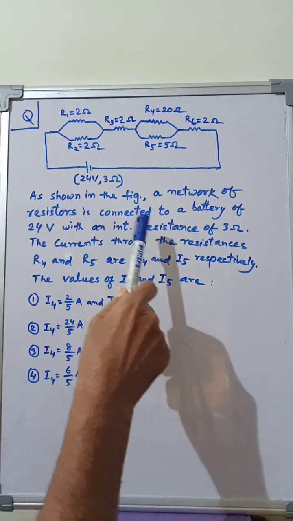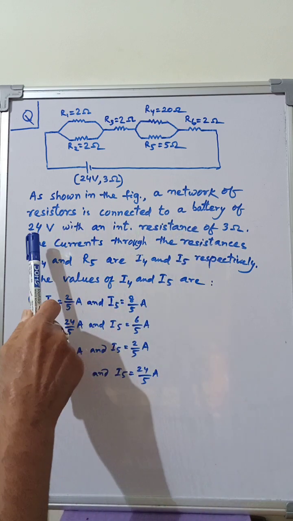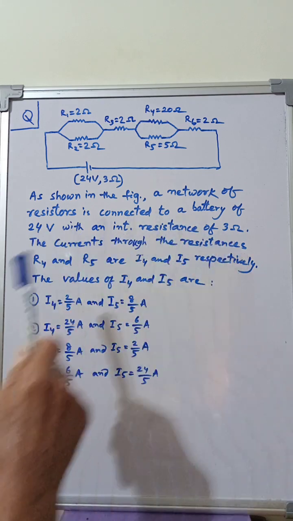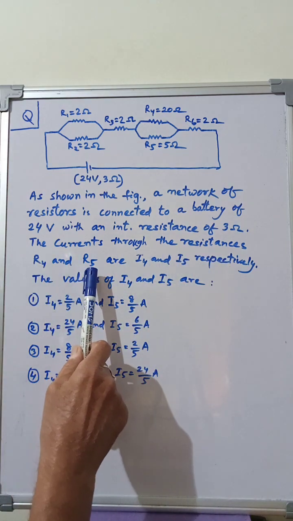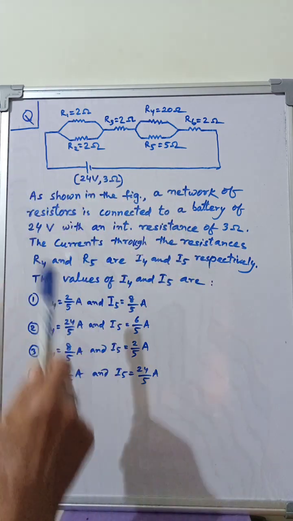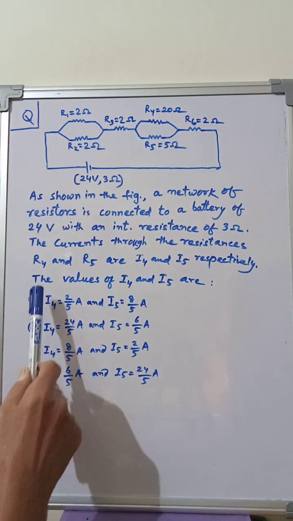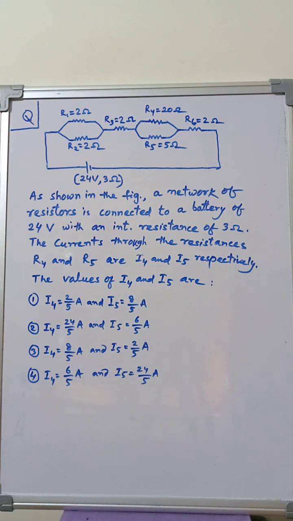As shown in the figure, a network of resistors is connected to a battery of 24 volts with an internal resistance of 3 ohms. The currents through the resistances R4 and R5 are I4 and I5 respectively. The values of I4 and I5 are... The options are given in the question. We are required to find the correct option.